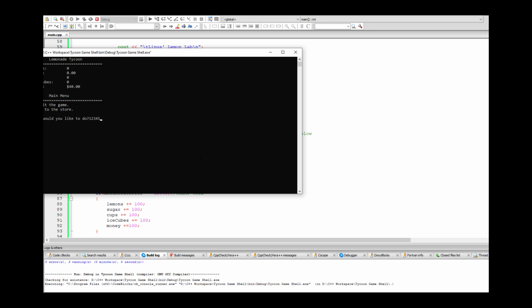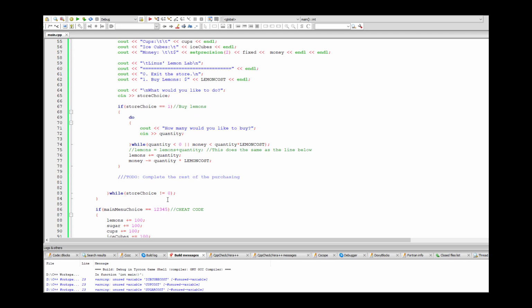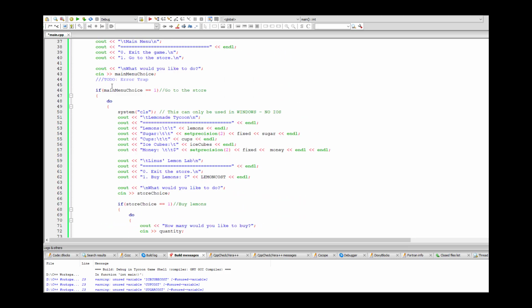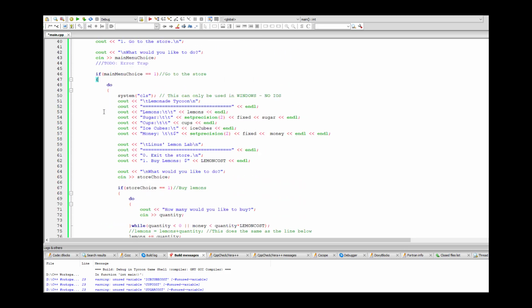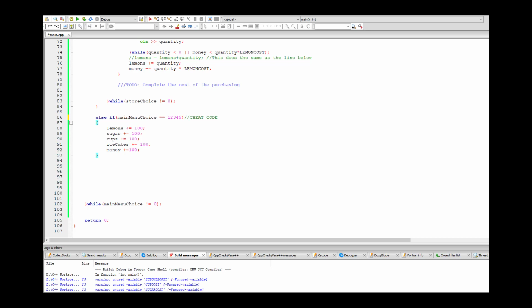All right, so we're going to do 1, 2, 3, 4, 5. Okay, you can see now I've got 100 of everything. And now I can work on something else besides going to the store. So you can add your own cheat code if you want. Okay, this actually should be an else if, right? Because if it goes to the first one, it's not going to go to the second one. Okay, and then what we're going to do is add another else if.